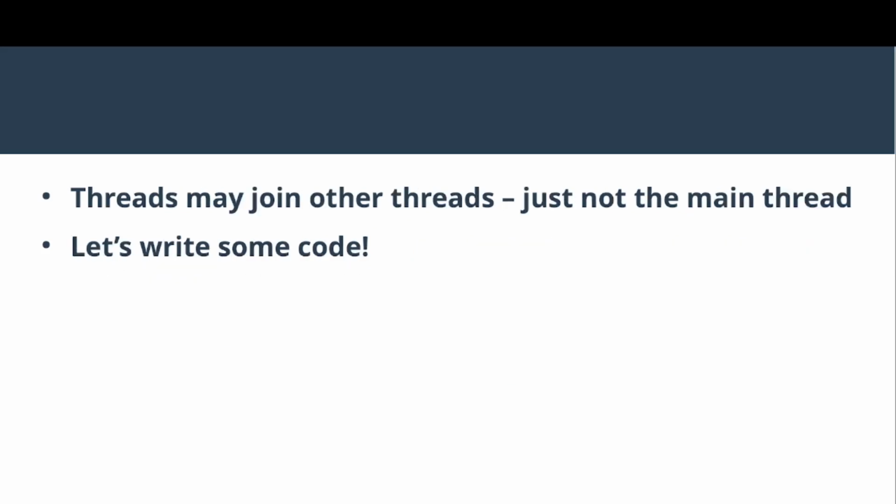Now, there are not really that many rules about which thread can join another. Even though we use the terms parent and child for illustrative purposes, threads are really peers. They can join other threads, just not the main thread. Of course, you don't even have a thread ID for the main thread, but you can't join the main thread. Terminating that would mean terminating the entire process and all threads therein.